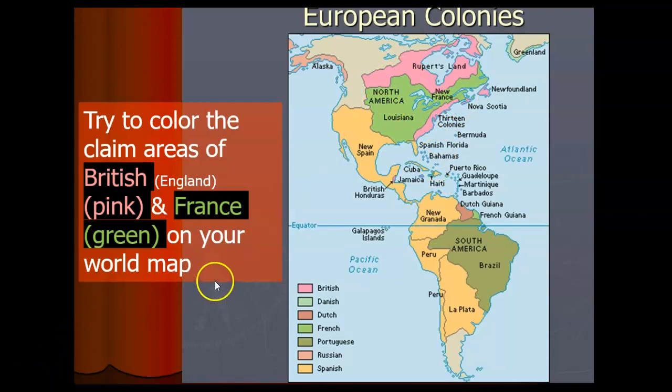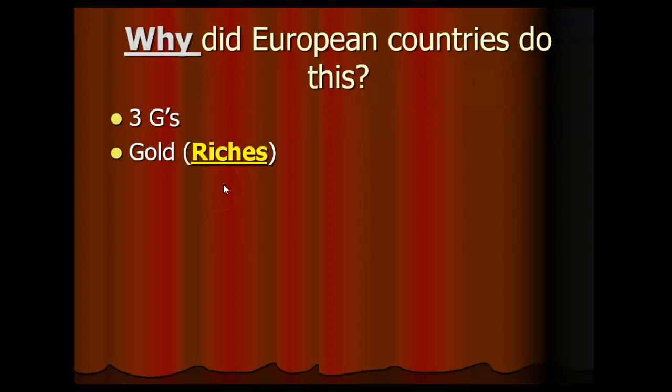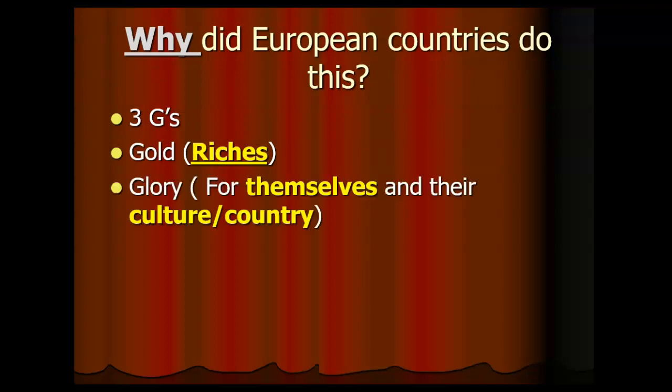To review the reasons why the European countries did this, I remember it this way, easy, the 3 G's, okay? Think about words that start with G. So, gold: wealth, riches. Glory, both for their country and for themselves. Columbus wanted to be known as the Admiral of the Ocean Sea. It's a title that he created, but it was granted to him by the king and queen.